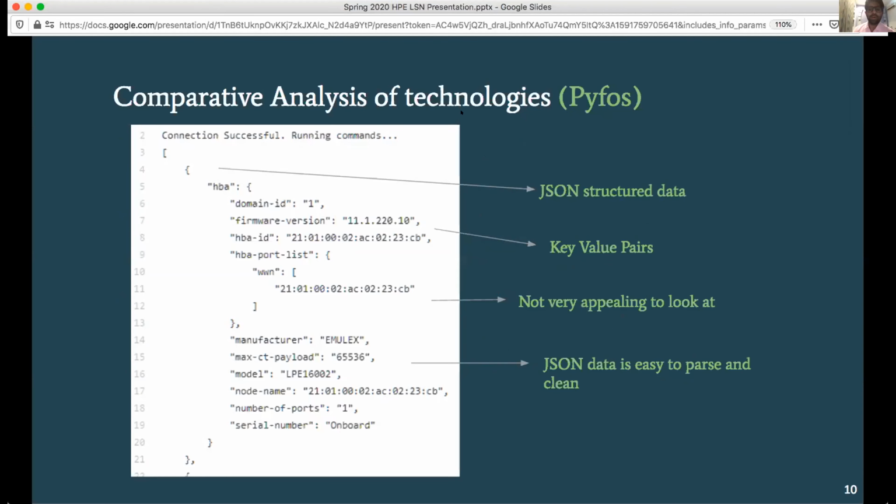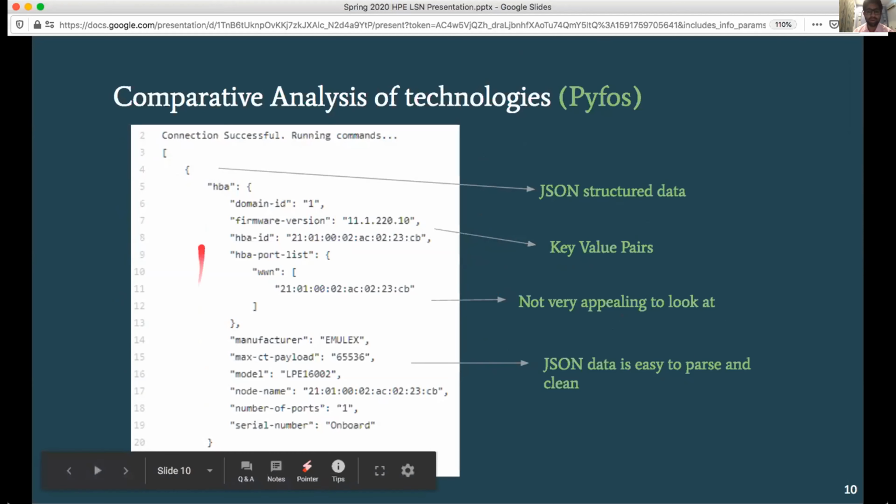So as specified, one of the decision problems that we faced early in the project was to choose amongst Pyfos and Paramiko. The image shown on the screen shows some sample data using Pyfos. Using Pyfos, we got JSON structured data in key value forms. Though it may not be very convenient to read and understand from a layman's perspective, for us as engineers, it makes it very convenient to extract essential information using this format.